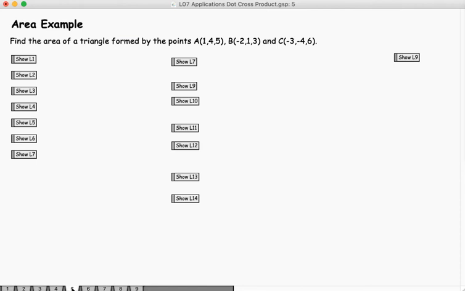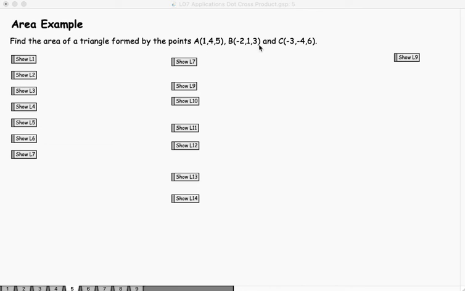So our second example involves areas. Now, we're going to find the area of a triangle spanned by these points: A (1, 4, 5), B (-2, 1, 3), and C (-3, -4, 6). The first thing we have to think about, of course, is that these are not vectors, they are points. So you cannot take the cross product of points. It's a common mistake I see students making. We can't take the cross product of points. We're going to need two vectors, so we have options.